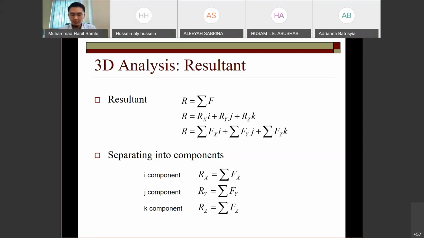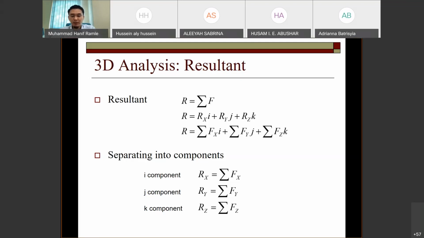Resultant, as you know, is the total force, the total force of all forces. If you have two or more forces, then you have to calculate the resultant if the question asks you to do so. In simple words, the resultant is the total force. Basically, you have to sum up the components.